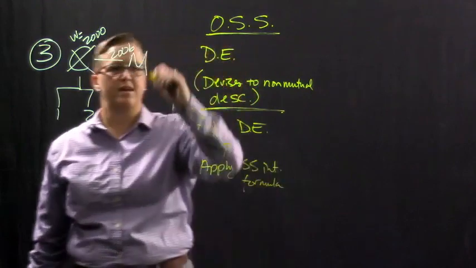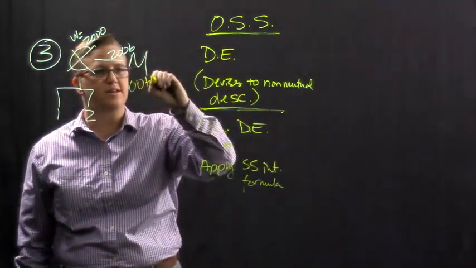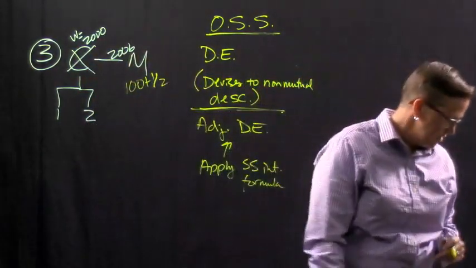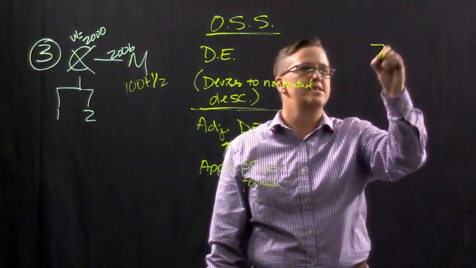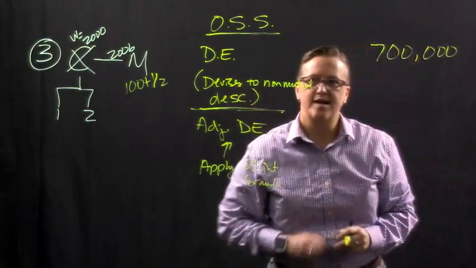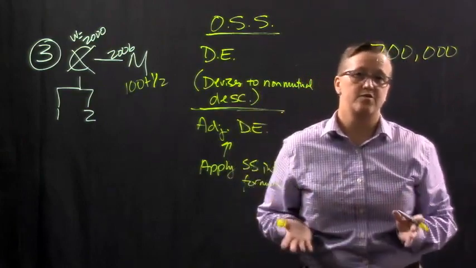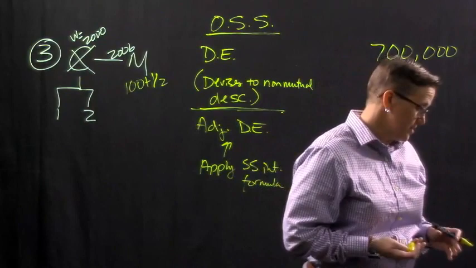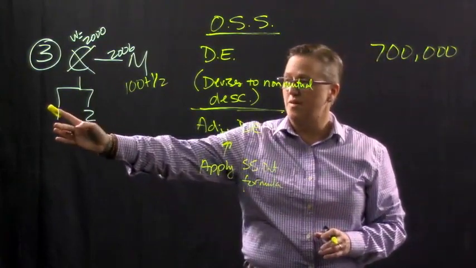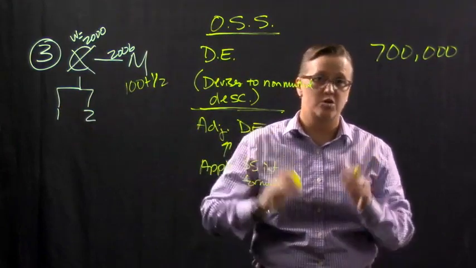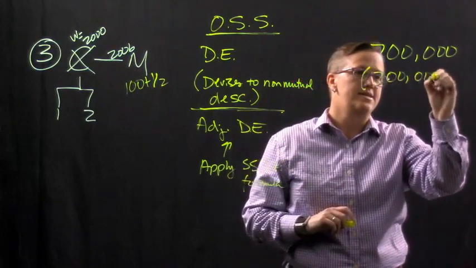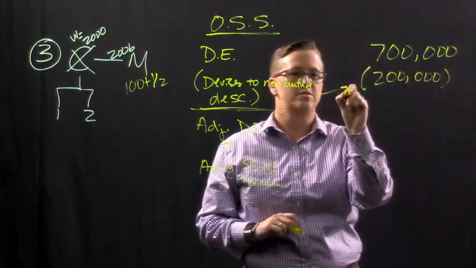We know that formula doesn't change. It's the first 100,000 plus 1/2. So let's figure out the first part. The distributable estate is worth $700,000. We're going to subtract devises to non-mutual descendants, which means we have to read the will. Non-mutual descendants under the will were to receive $100,000 each. So that's 100 for one, 100 for two, a total of 200,000. So we're going to subtract that.